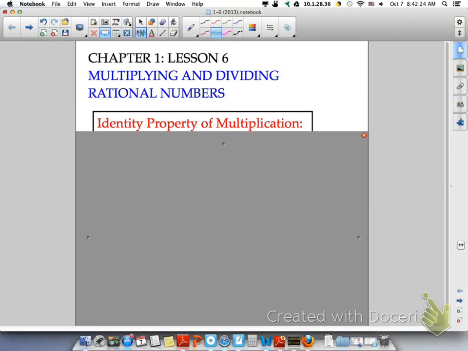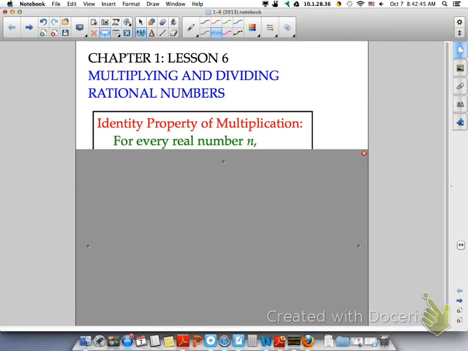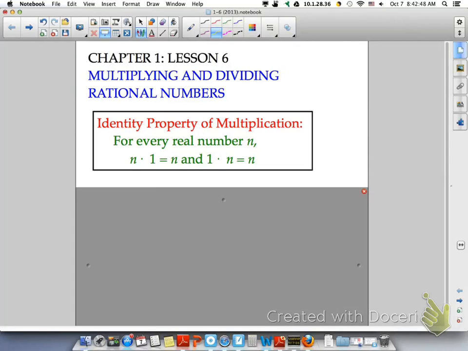What does identity mean? Who you are, yes. Like what the number is. What the number is, identity, identical. So what is your goal? You want to end up with the same number. So if you start with a number n, how do you end up with the same number? You multiply by 1. So for every real number n, n times 1 equals n, and 1 times n also equals n.